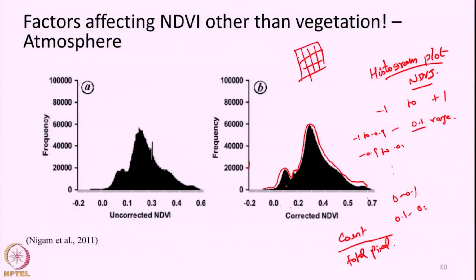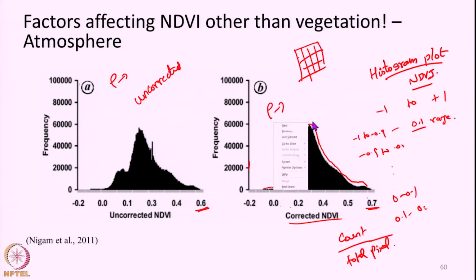In this particular slide we have histograms of NDVI values from the same image. On the left side we have data uncorrected for atmospheric effect, that is, the reflectance data is obtained without atmospheric correction. On the right side we have the reflectance values after atmospheric correction. We can see a considerable change in the NDVI values: here the peak value is 0.6, here the peak value is 0.7, and the maximum frequency occurs close to 0.4 here, but differently there, so there is a change in position.